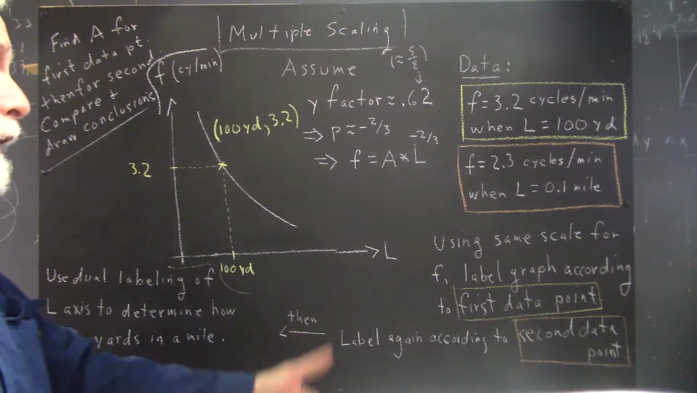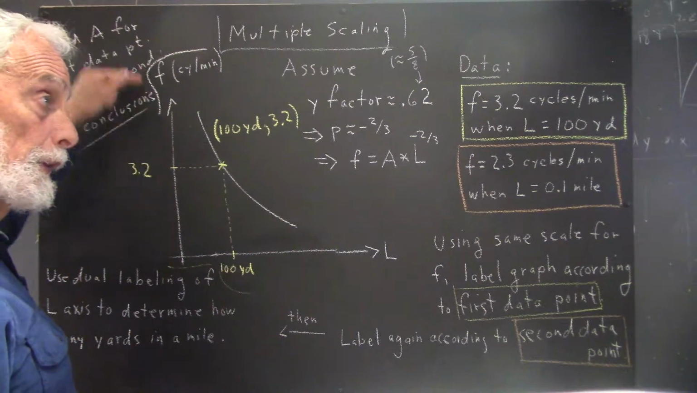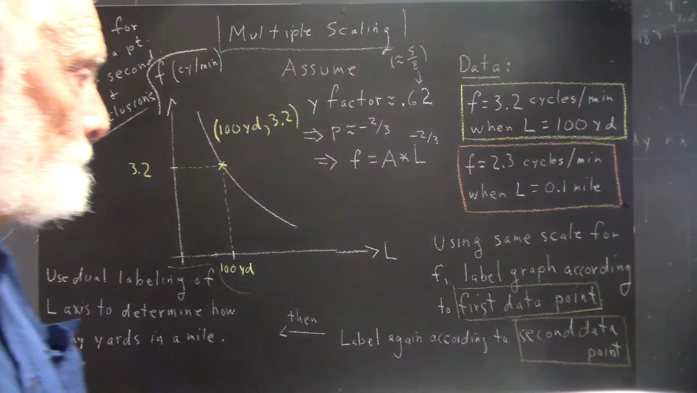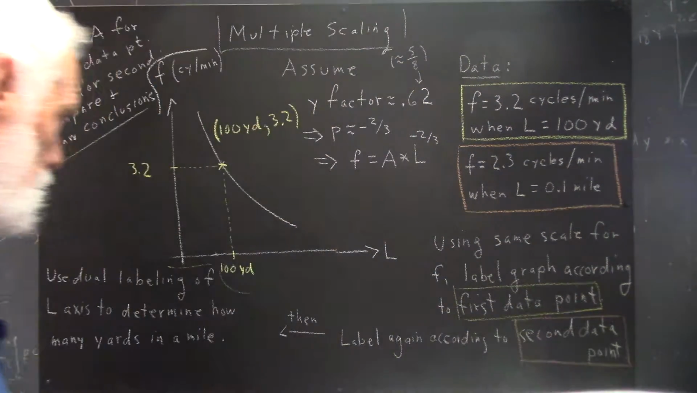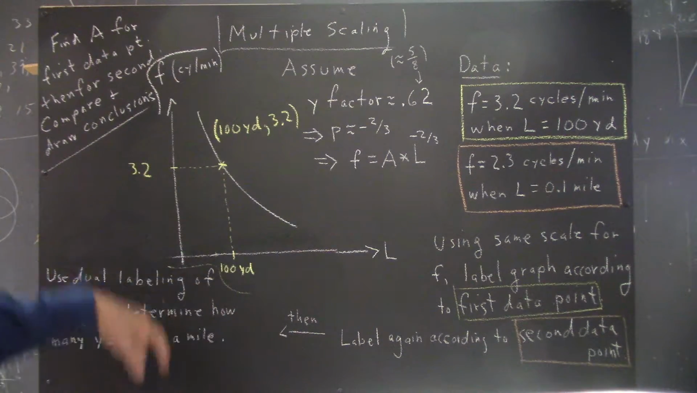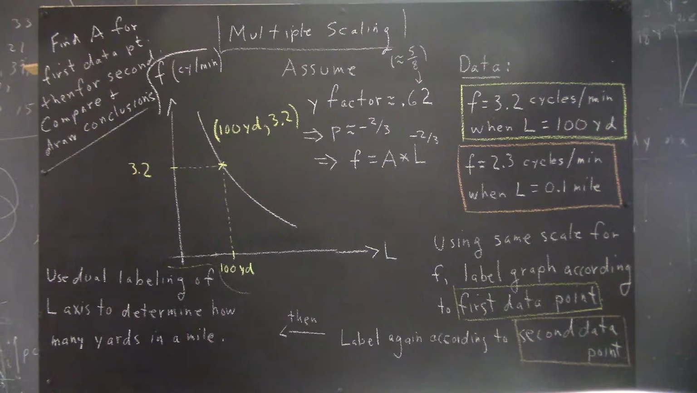Now, given that, we can completely label this graph in terms of yards. We can completely label this in terms of cycles per minute. So, we label the graph according to our first data point. You know, there's 100 yards. Now, where's 200? Where's 300? Where's 50? Where's 150? How are you going to label in terms of the 3.2?